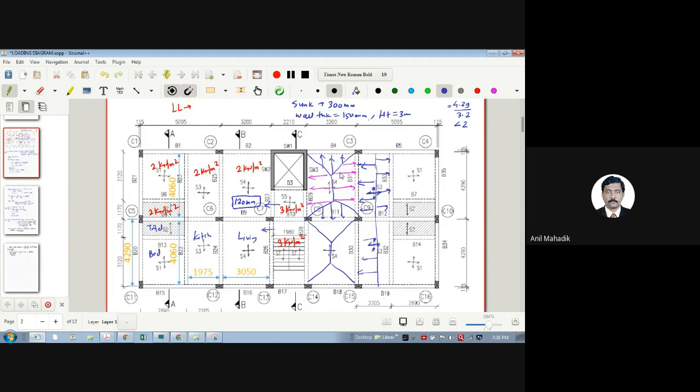Now, whenever the load transfers from slab to beam, it will be converted into per meter load. First it is kilonewton per square meter, and once you multiply with some length, then it will be kilonewton per meter on the beams, because on beams we have kilonewton per meter loads. Now we have to calculate the load on B30 and B31. So let's take this part separately. Let me do one thing.